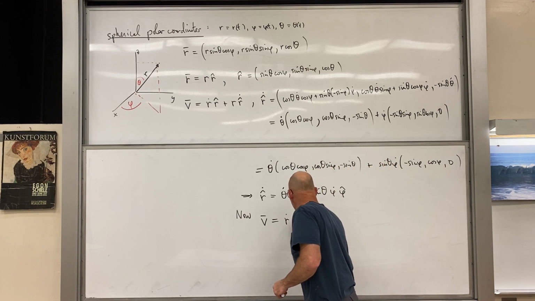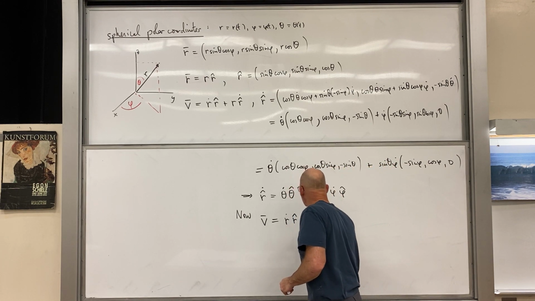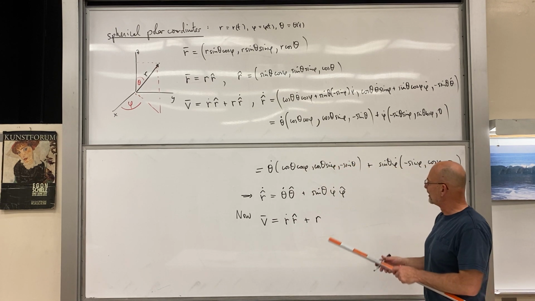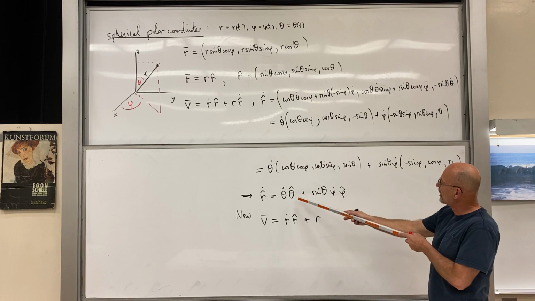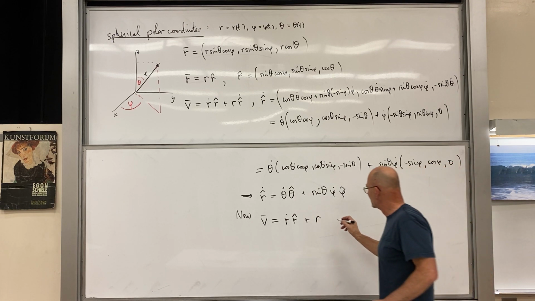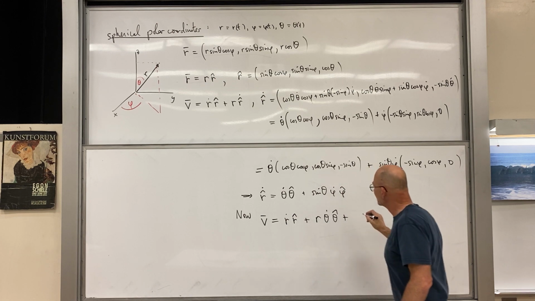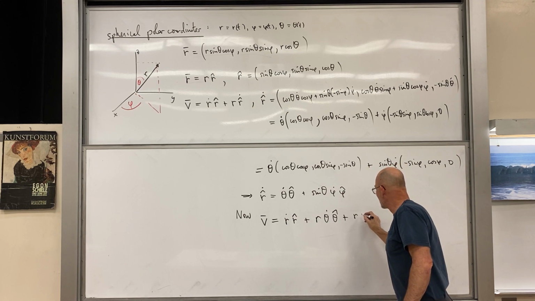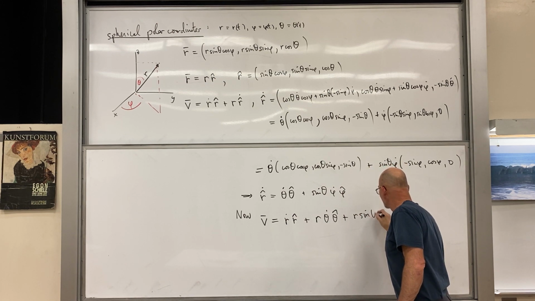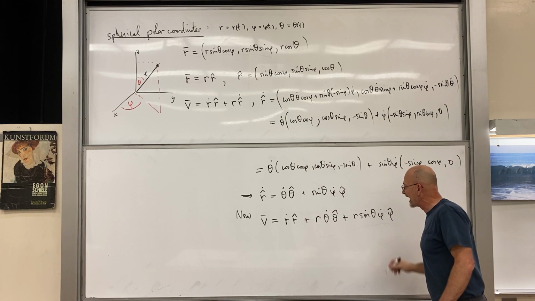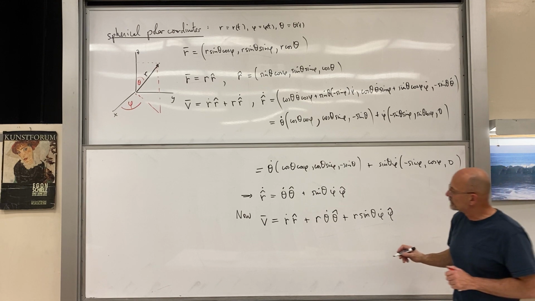So r dot r hat plus r hat dot, so it's going to be r theta dot theta hat plus r sine theta phi dot phi hat. So there's our first derivative.